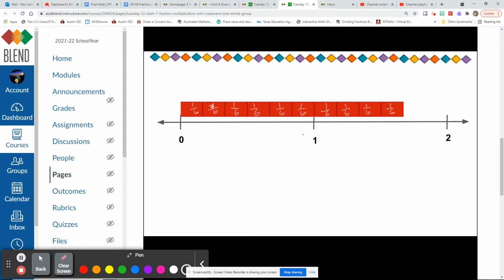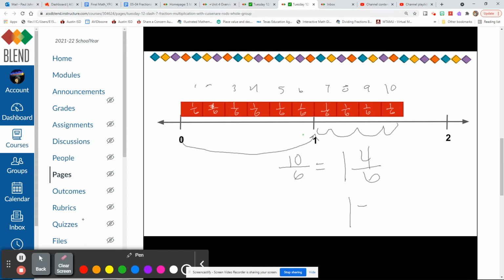Now, if I want to figure out how many there are altogether, I would add them. There's 1, 2, 3, 4, 5, 6, 7, 8, 9, and 10 sixths. And remember, 10 sixths from here to here is 1 whole, and then there's 1, 2, 3, 4 sixths left over, and remember that 4 sixths simplifies to 2 thirds. So you're still looking at 1 and 2 thirds.